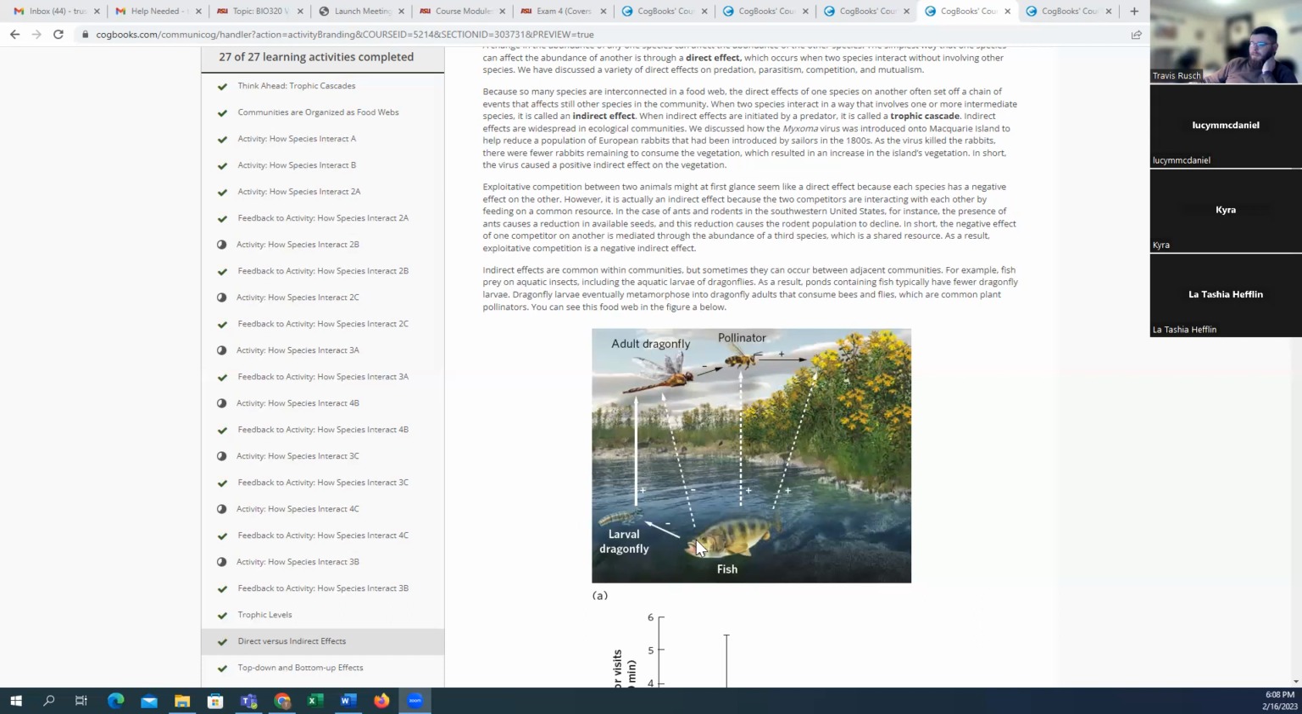Yeah, exactly. So the fish has a negative direct effect on the dragonfly larvae, right? If it eats a bunch of larvae, it's going to reduce the population of adult dragonflies. And if we reduce that population, there's less predation pressure on the pollinators, so that population can grow. And then if there are more pollinators, they can interact with more plants and increase the pollination, having an end result: the more fish means more flowers potentially.